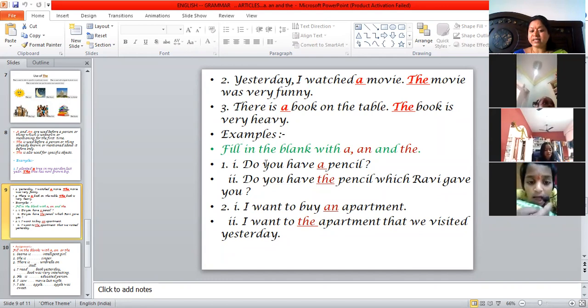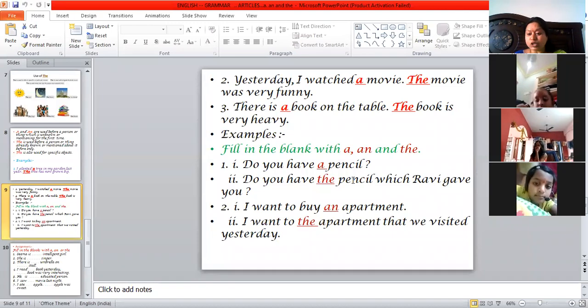So let us do one exercise. Fill in the blanks with a, an, and the. Now, do you have dash pencil? So what do you have to write? A pencil. Why? Because the noun pencil is starting with a consonant letter, that is P. So that's why you need to write a. Now you are introducing this noun for the second time. When you are introducing the noun for the second time, then you need to write the before the noun.